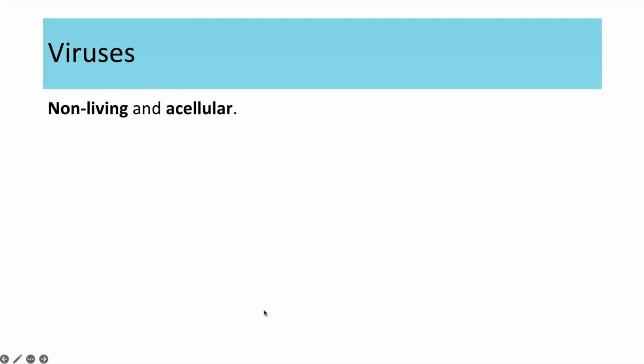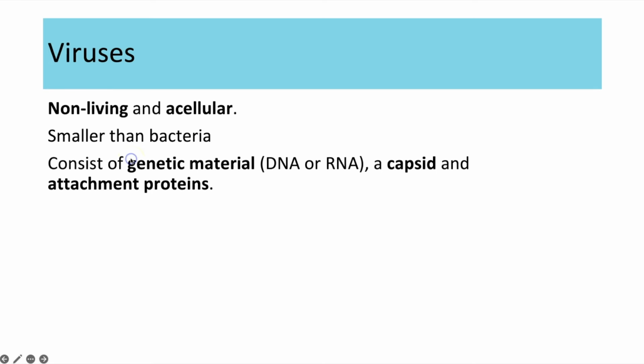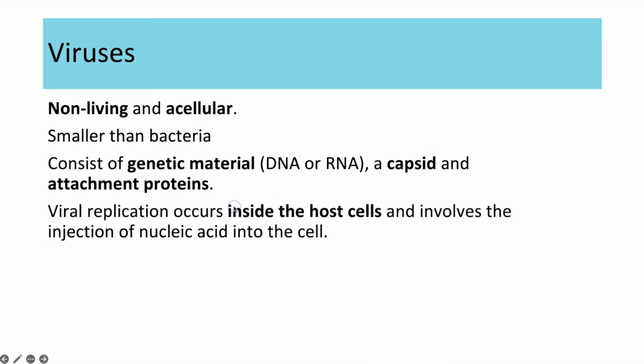Next, we look at viruses. Viruses are classed as non-living and acellular, meaning they're not made up of cells. They are smaller than bacteria in size, and they simply consist of genetic material, which is either DNA or RNA, a capsid, and attachment proteins. And a capsid is a layer of protein surrounding the genetic material.